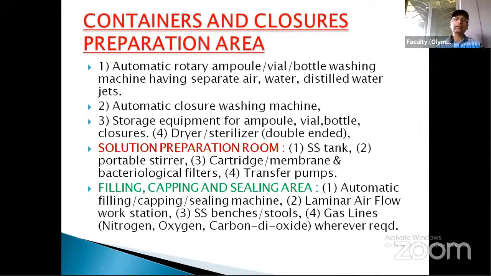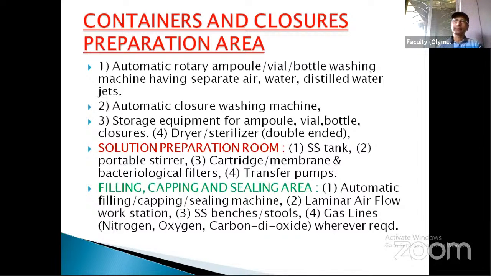Now the container and closure preparation area, the second section. Here, for the ampule, vial, bottle, all these containers, a proper rotatory washing machine will be there, and you have to pass air, water, and distilled water by jets. So your machine will do all these things. Next is an automatic closure washing machine, storage equipment for ampule, vial, bottle closures, and a dryer and sterilizer.